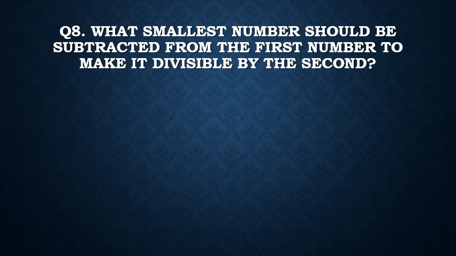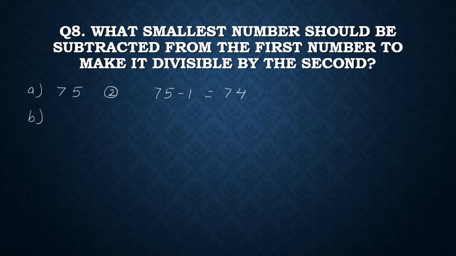Now the next question. Question number 8 is, what smallest number should be subtracted from the first number to make it divisible by the second number? Now the first question given to us is the A part. The number given to us is 75, and we are going to make it divisible by 2. What smallest number do we have to subtract from 75 to make it divisible by 2? We are going to subtract 1 from it. So 75 minus 1 gives 74, and 74 is divisible by 2.